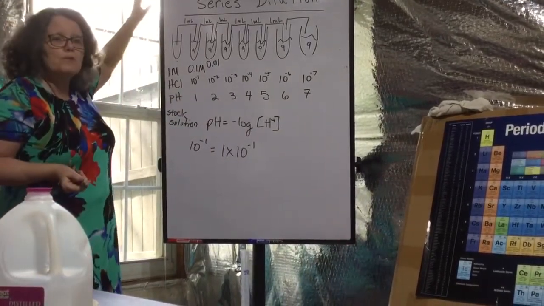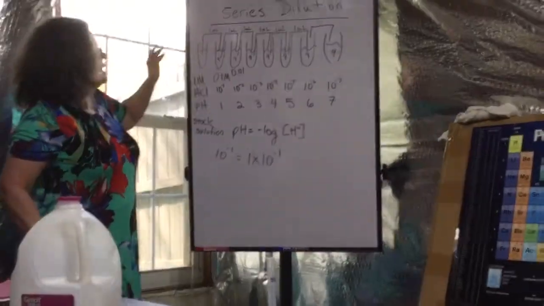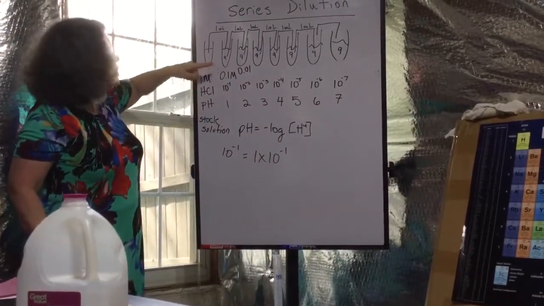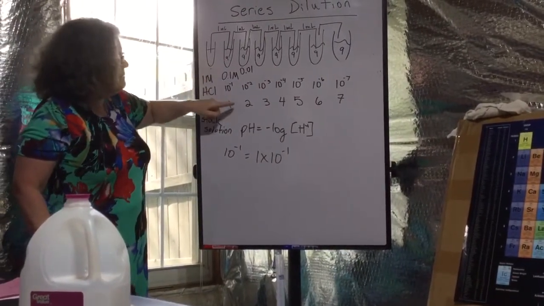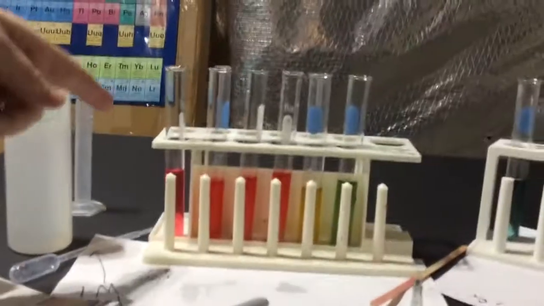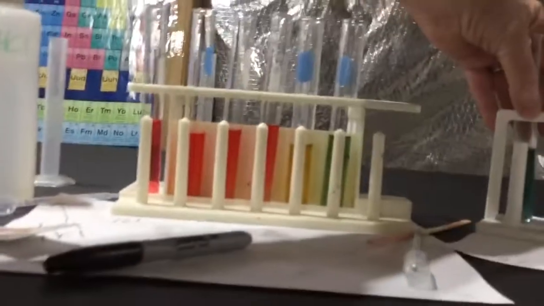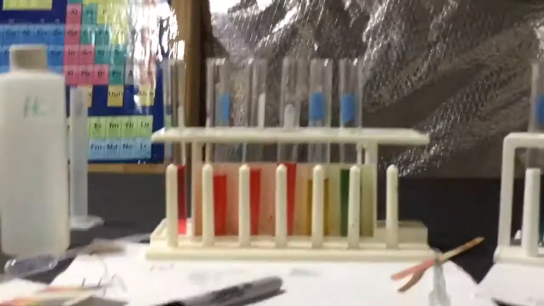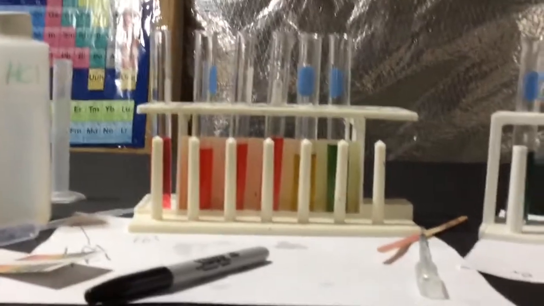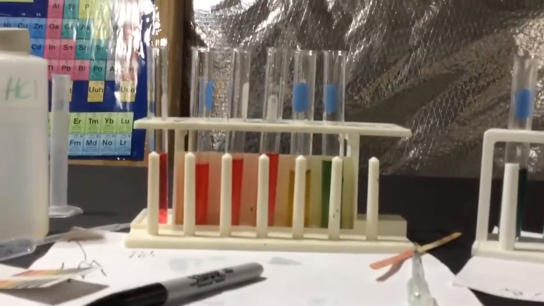So the whole purpose of doing this serial dilution is to show you the relationship between concentration and pH. And as you can see over here, we can see it really distinctly with the acids. And if you get closer, we can't see it nearly as well, sadly, with the bases as we can with the acids. But the whole point is to show you the relationship between concentration and pH. And that's it.